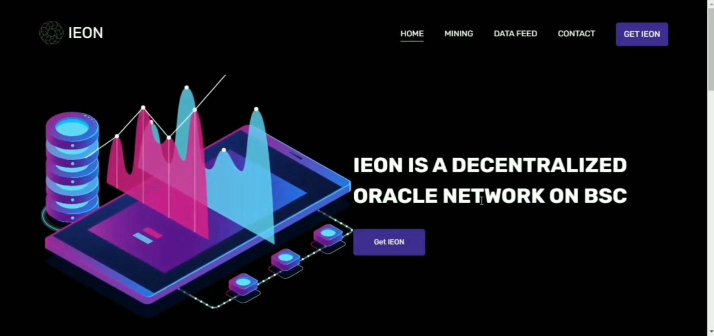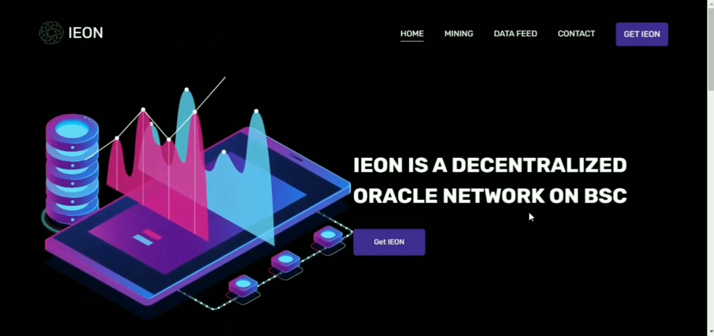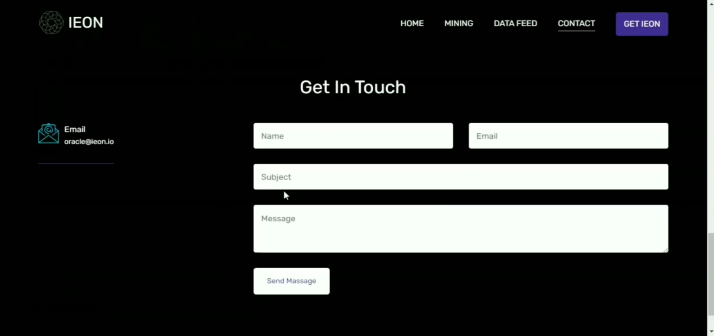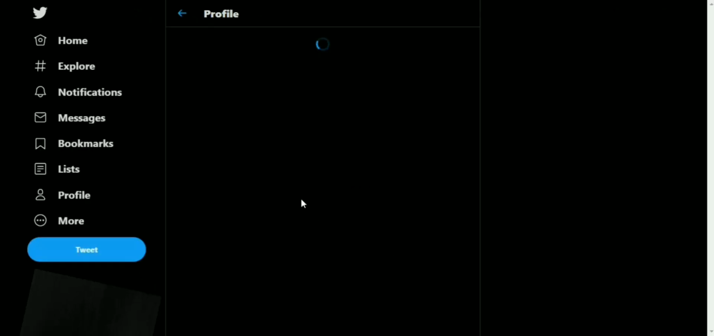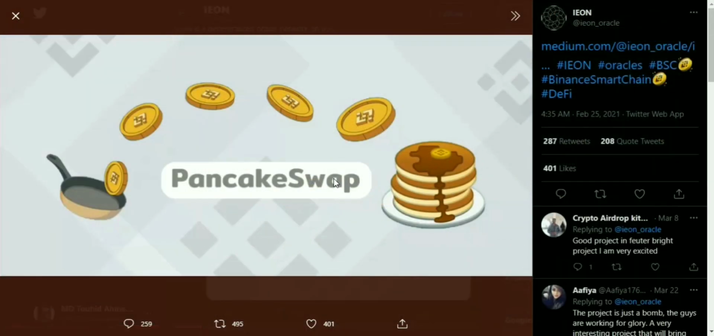Hello everyone. IEON is a decentralized oracle network on BSC. As we know, IEON is listed on PancakeSwap. Here it is. PancakeSwap is a decentralized exchange for swapping BEP20 tokens.